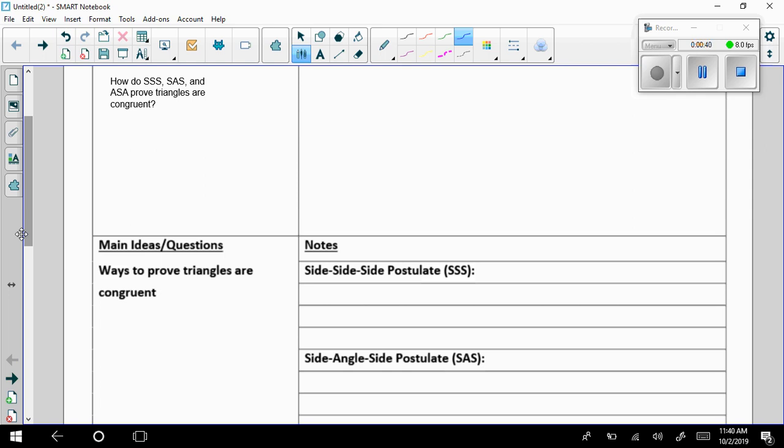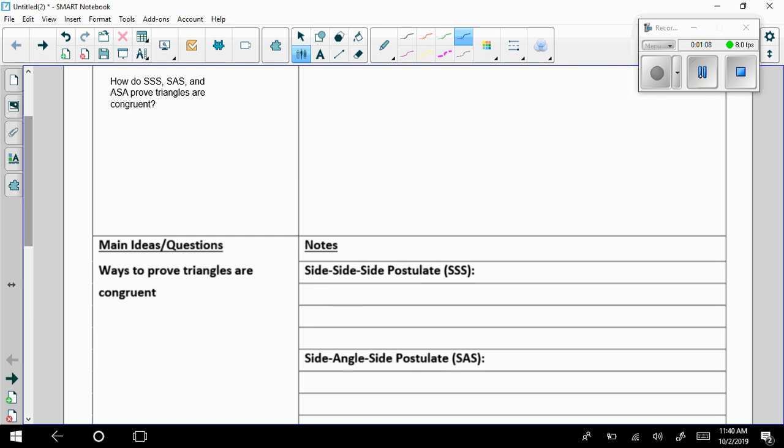The first one is your side, side, side postulate, then side, angle, side, and angle, side, angle. So these are very specific to the order that they are given. So when we're talking side, side, side, you have 3 sides: side, a side, an angle, and then a side. So they go in that order, and that's probably what makes this the most difficult as far as identifying which theorem or postulate is proving triangles congruent.